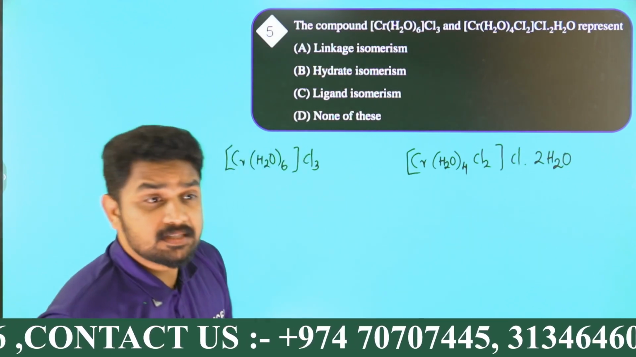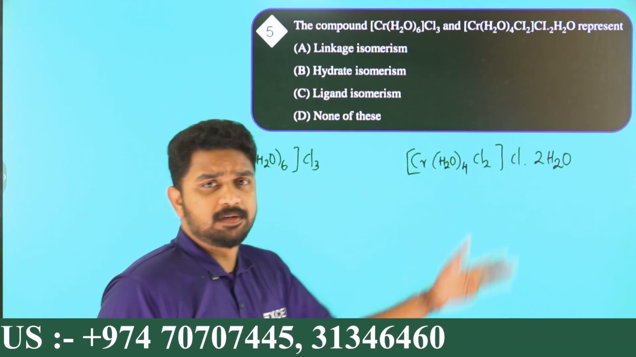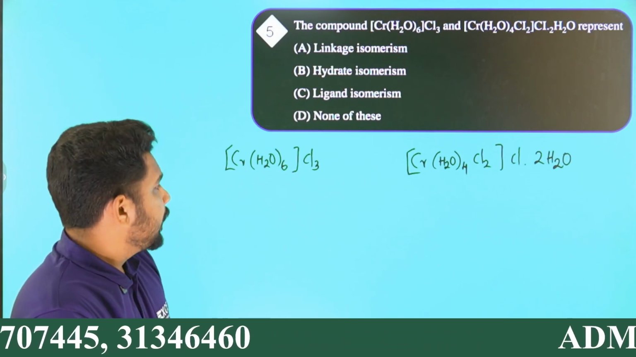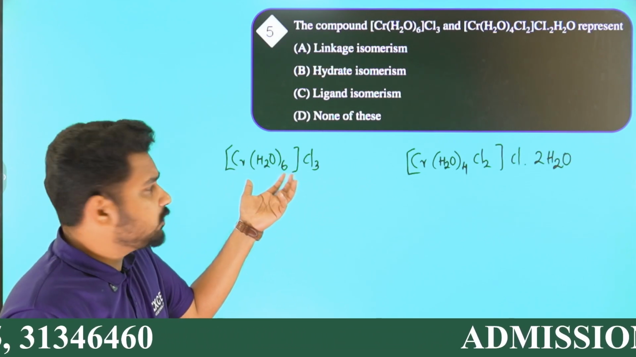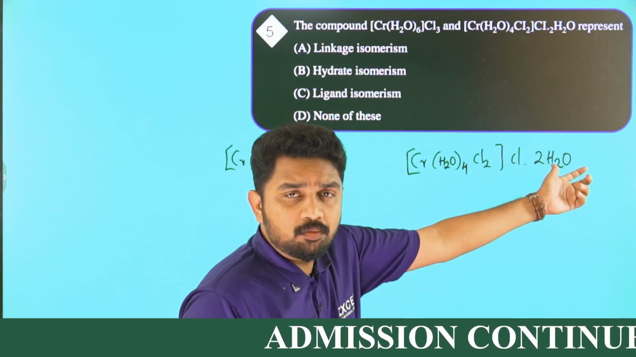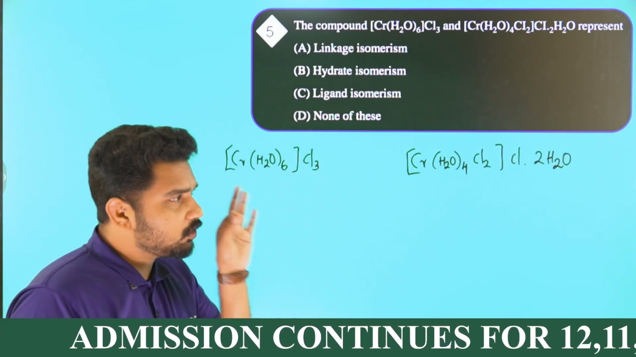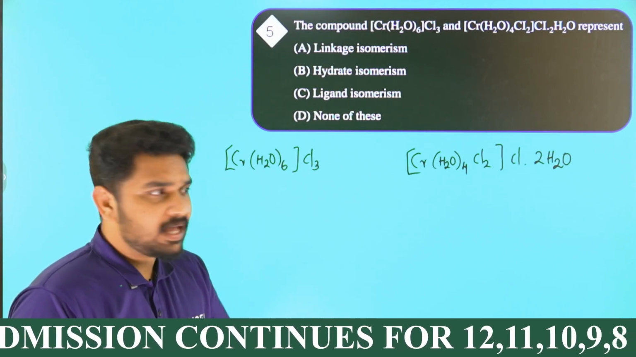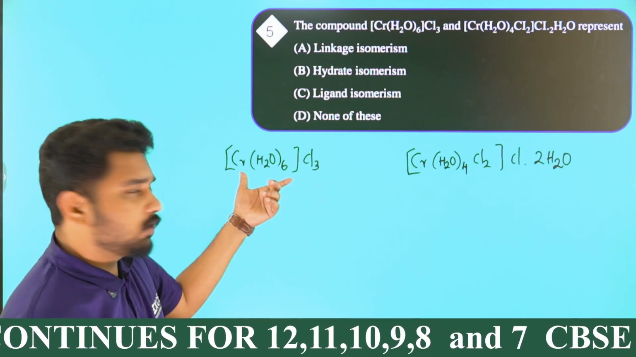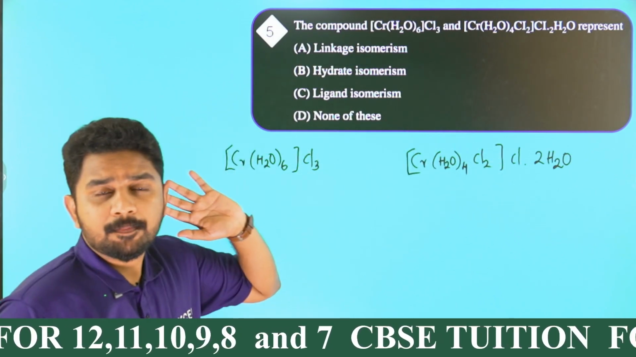But what is the difference between them? This one does not have any H2O outside, but this one has H2O outside, right? As dot H2O. If it is dot H2O, you can call the compound a hydrated compound. So this is not a hydrated compound, this is a hydrated compound.